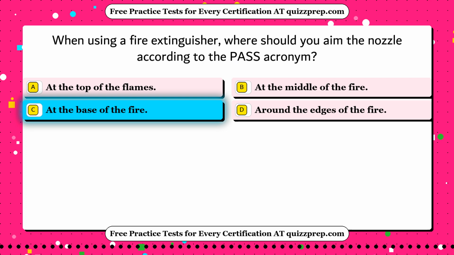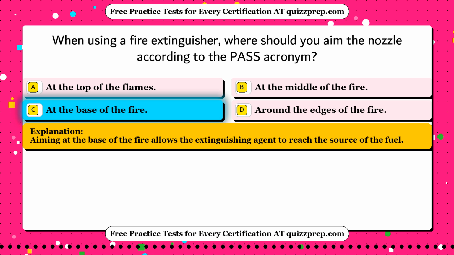The correct answer is option C, at the base of the fire. Aiming at the base of the fire allows the extinguishing agent to reach the source of the fuel.